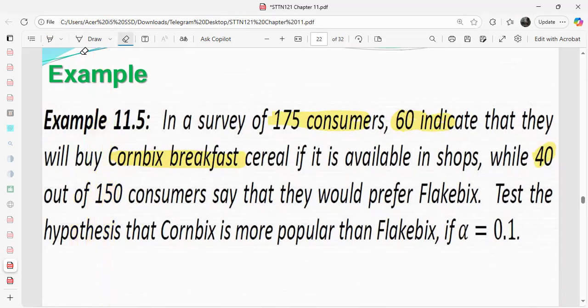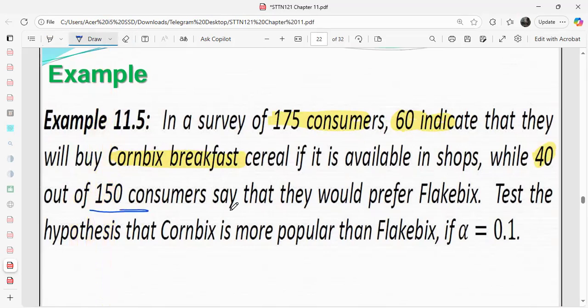Just 40 out of 150 customers say that they will prefer flake pigs. So it means that we have the population of the corn pigs, and also the population for flake pigs. Test the hypothesis that the corn pigs are more popular than the flake pigs if alpha is equal to 0.1. The reason they say more is that it's greater than.